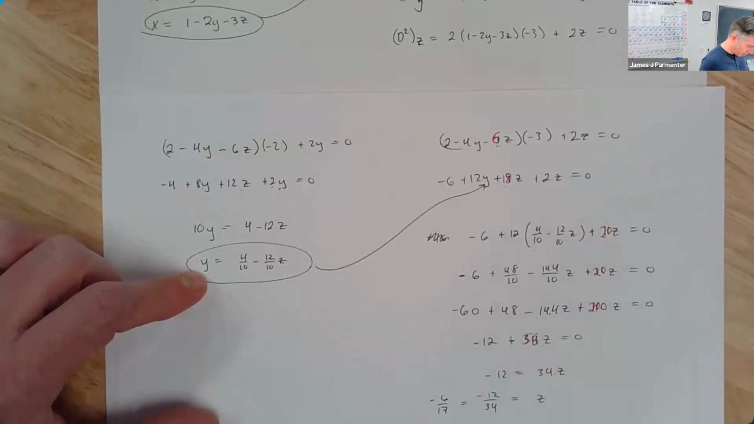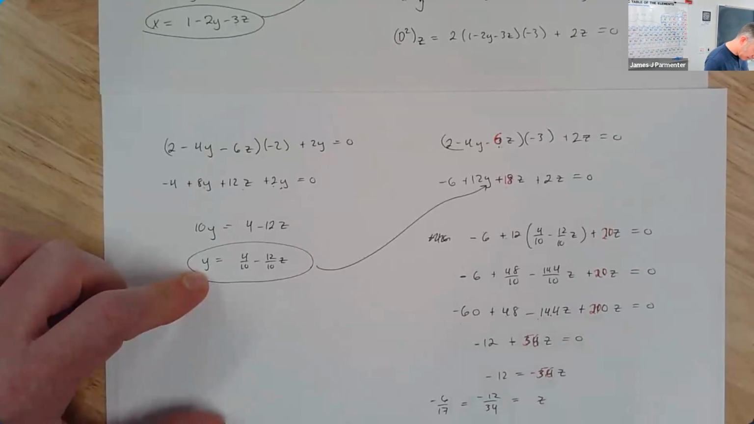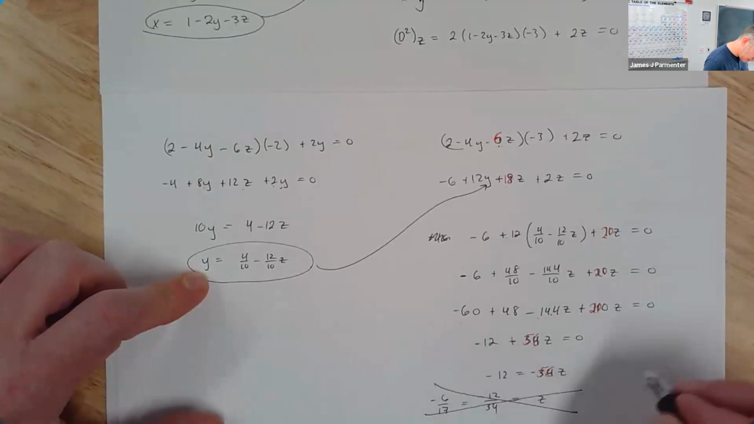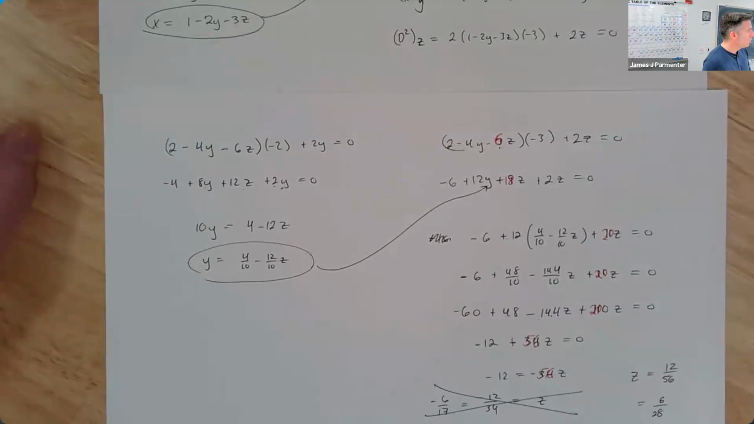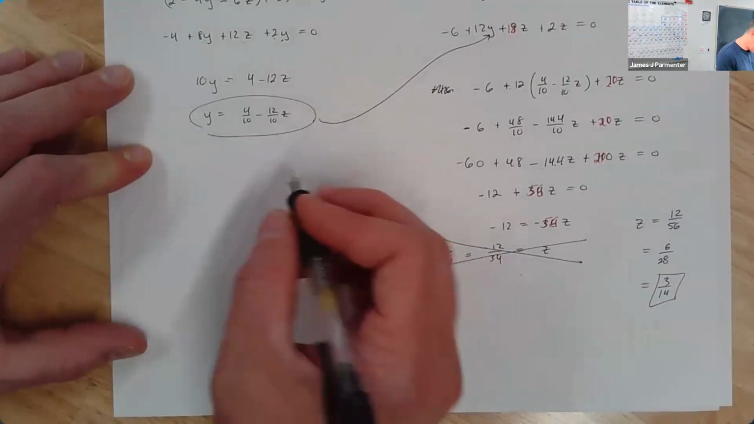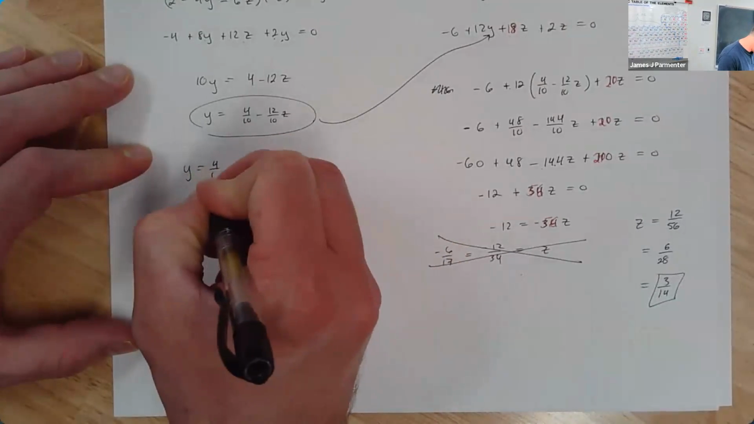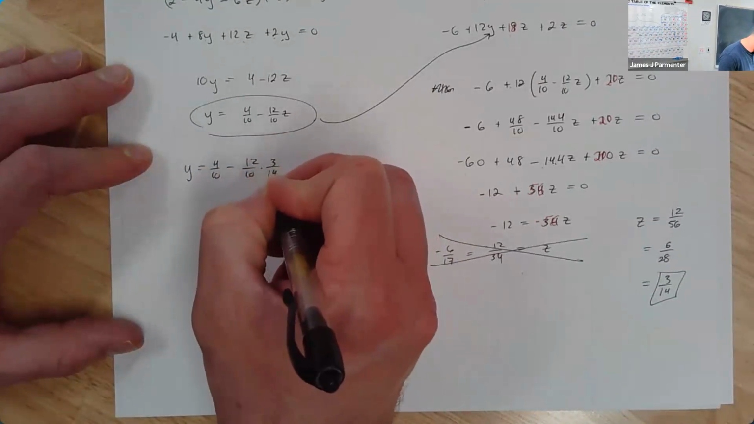Okay, that's better. So then we have negative 12 equal to negative 56z. And then we're getting z equal to 12 over 56, which reduces to 6 over 28, which reduces to 3 over 14. Woo! Okay. And then plugging that back in, you would get y equal to 4/10 minus 12 over 10 times 3 over 14, which also seems terrible.